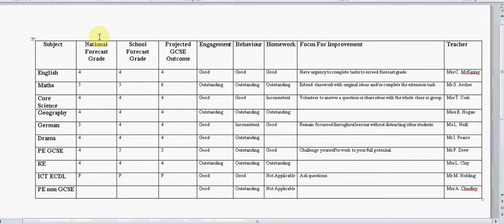The national forecast grade is the grade that students would get if they perform like the 50th percentile school in the country, like the average school in the country. It is worked out for them, however.